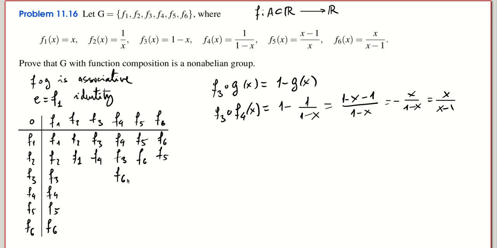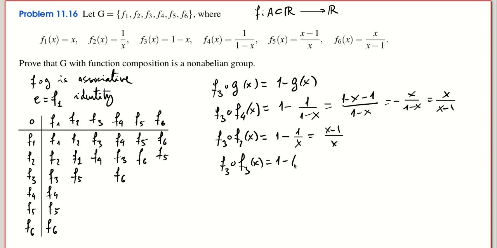Well, I don't know why I started with this. We have first to do f2, right? So that is 1 minus f2, which is 1 minus 1 over x, which is x minus 1 over x, and that is f5. So you have here f5. Then the next one is f3 with f3. This is 1 minus f3, but f3 is 1 minus x. So this is just x, so it's f1. So f3 is its own inverse as well.